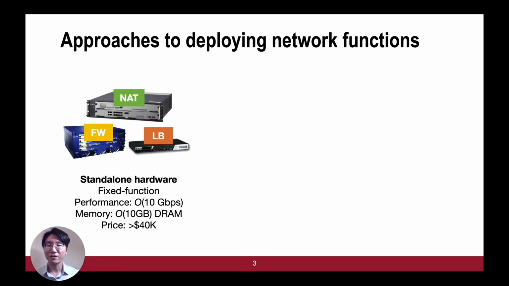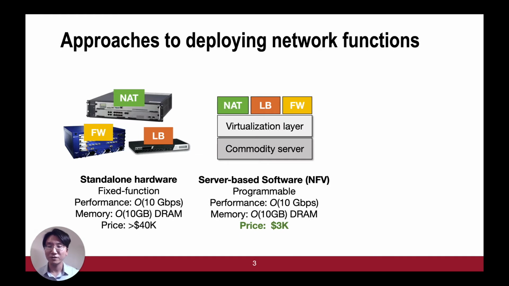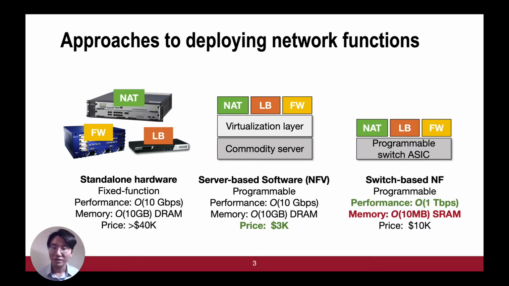The most traditional approach is to use standalone middle-box appliances. In this option, each device is dedicated to a specific function. And the second approach is to implement NFs on a cluster of commodity servers, and this approach is also called Network Function Virtualization, or NFV. Since each function is just an application running on a server, it's easily programmable, and it's generally more cost-efficient than standalone hardware.